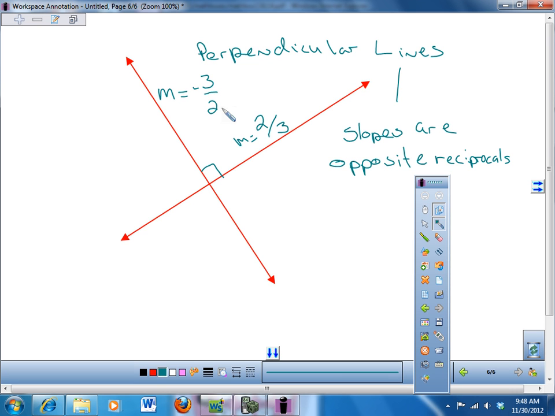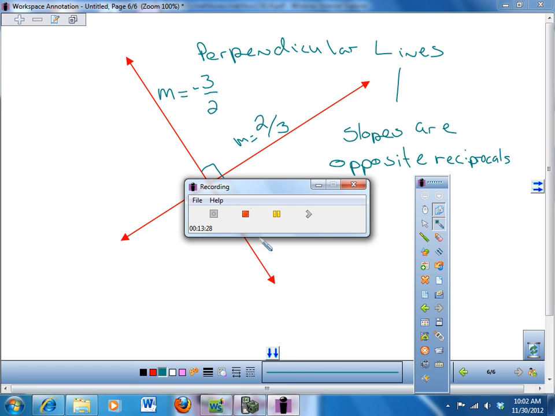Please. Perpendicular lines, so, wait, I gotta pause. Wait, what are we writing down?